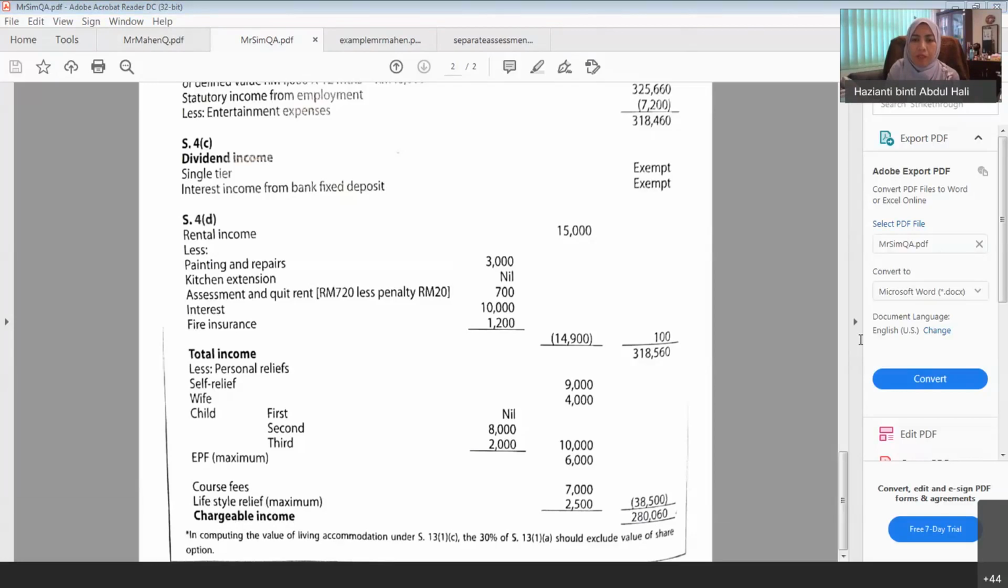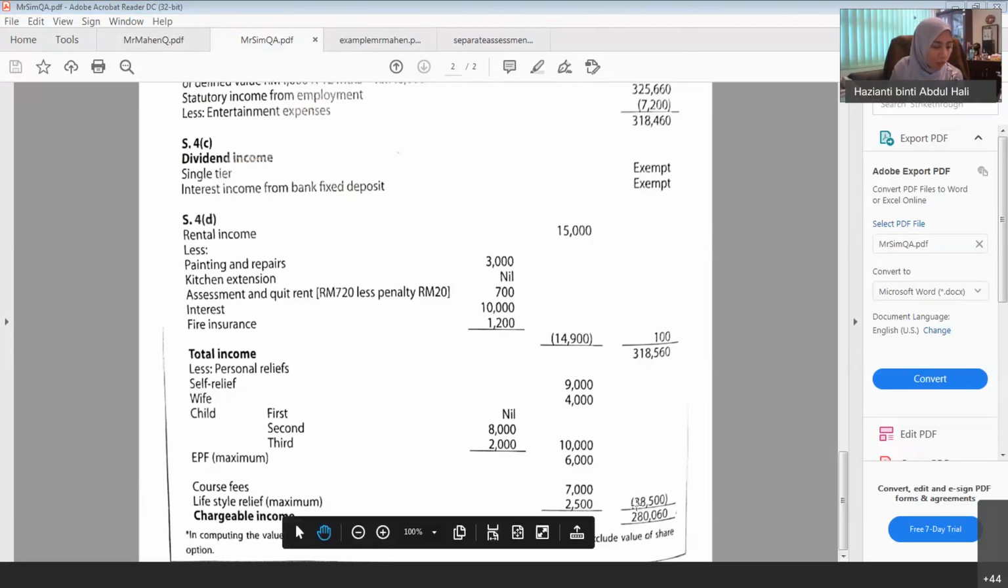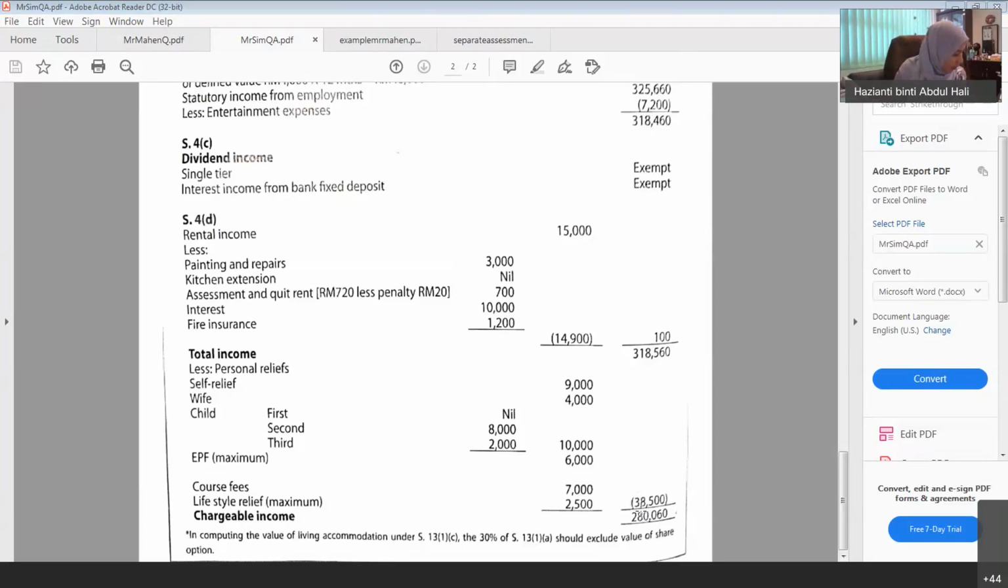Everyone got the same. So based on this figure, you just go to the table. This income is 280,060 ringgit, in the range between 250,000 and 400,000. So for the first 250,000, the tax would be 46,900, and the remaining would be at 24.5%. So it becomes 54,264.7.